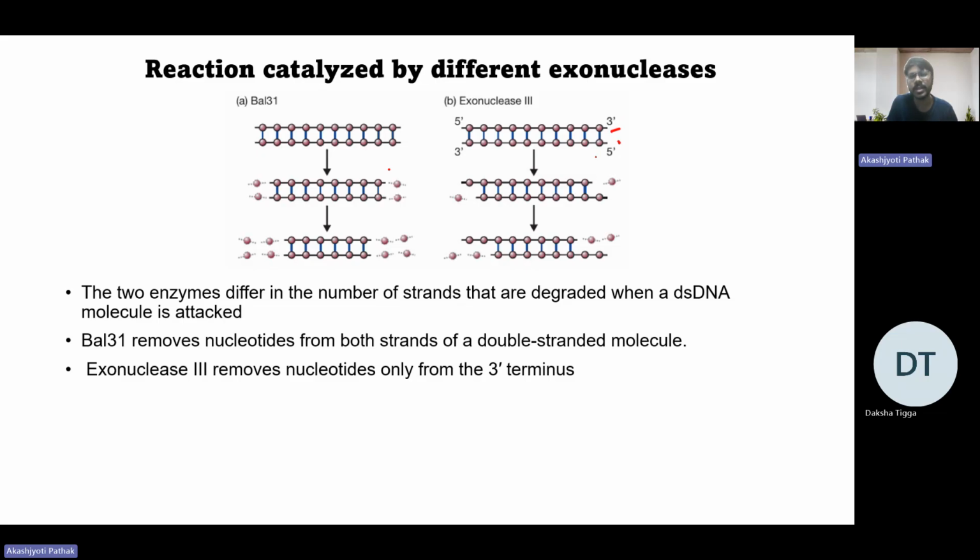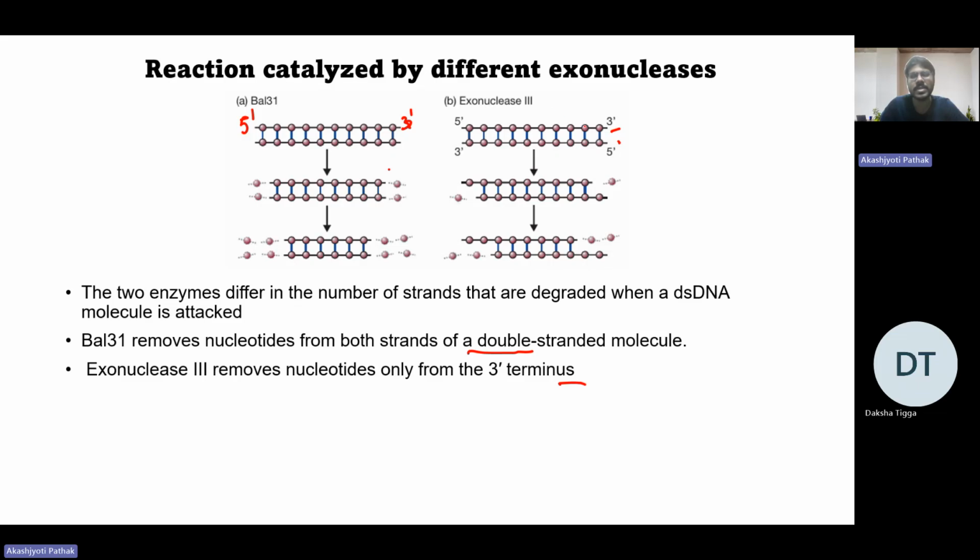So it is only cleaving the phosphodiester bond towards the 3 prime end. So your 5 prime end is remaining intact. But this BAL31, what it is doing, it is cleaving at both 5 prime end and 3 prime end. Okay. So the BAL31 removes nucleotides from both strands of a DNA double-stranded molecule, and the exonuclease 3 removes nucleotide only from the 3 prime terminus. Okay, so there can be different types of exonuclease.